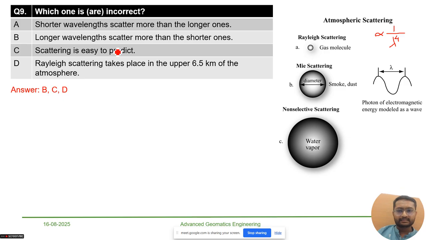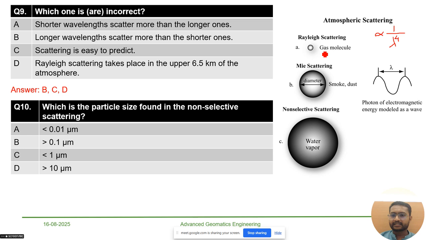Then the third one says Rayleigh scattering takes place in the upper 6.5 kilometer of the atmosphere. Here, it is mostly gas molecules present in the lower atmosphere rather than the upper atmosphere, and because of that it will not happen there. So that's why these options are incorrect.